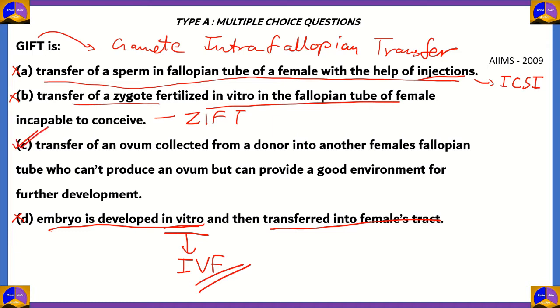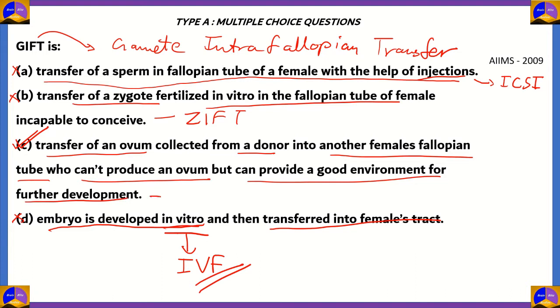The right answer is option C, transfer of an ovum collected from a donor into another female's fallopian tube who can produce an ovum but can provide a good environment for further development. This is the correct definition for GIFT, which is gamete intrafallopian transfer.